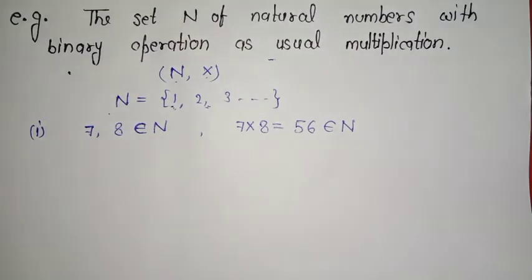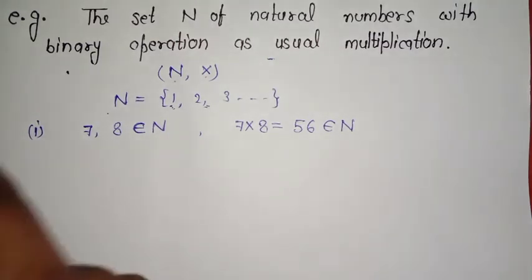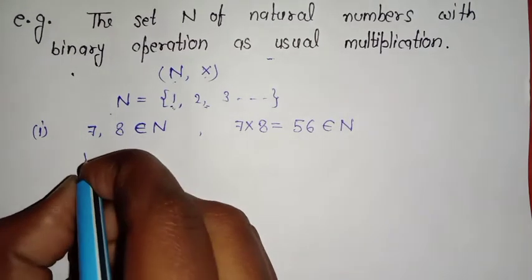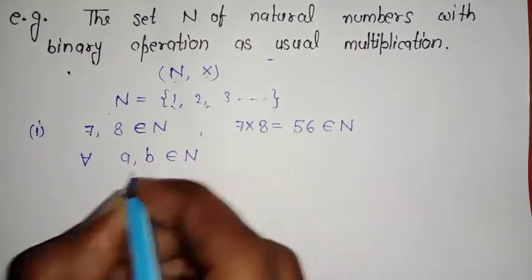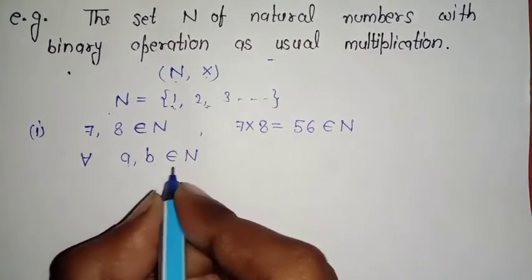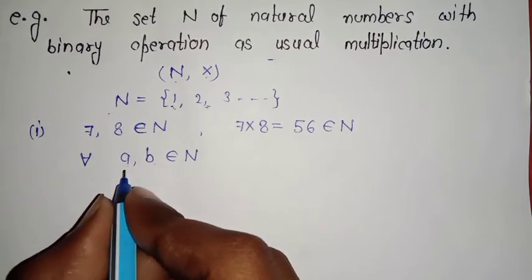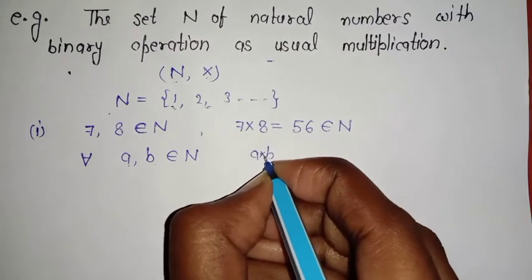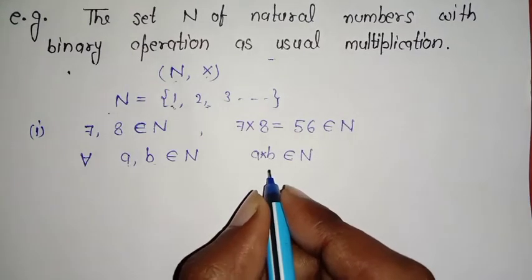In order to write it in your notes or in your notebook, we have to use a proper way, and that way is: for all a, b belongs to N. It represents that a and b are arbitrary elements of N. Whichever element you choose from N as a and b, their product, that is a dot b or a cross b, always belongs to N. So this is the way in which you can write the closure property.